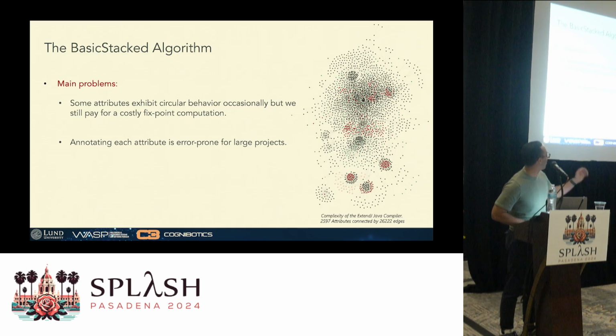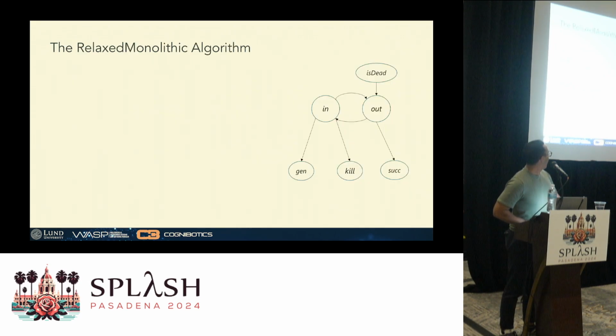So here we have a snapshot of the ExtendJ Java compiler call graph. Each red dot is a circular attribute, and you can think that changing a single attribute may change the circularity of other attributes. So it becomes really easy to introduce errors. And so Öqvist tries to overcome this limitation by introducing the relaxed monolithic algorithm.